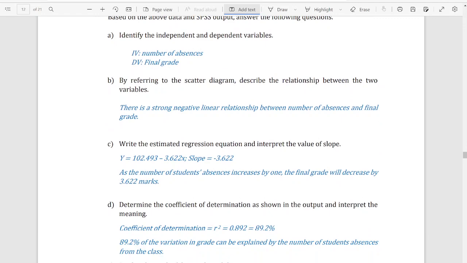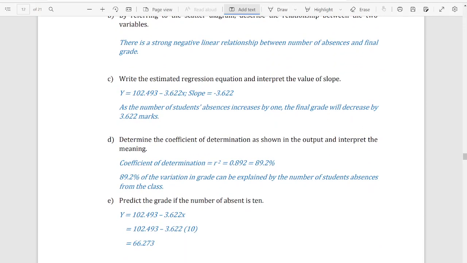And then determine the coefficient of determination. So you get the value is 0.892. So that means convert into percentage. You get it to be 89.2%. So you can say that 89.2% of the variation in y, that is grade, can be explained by the number of students absences. That is the value of x. Okay, so that is for the coefficient of determination. And finally, you are asked to predict. Predict the grade if the number of absent is 10.